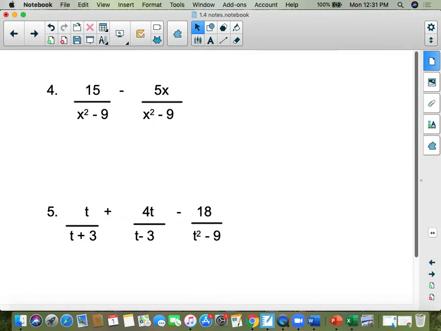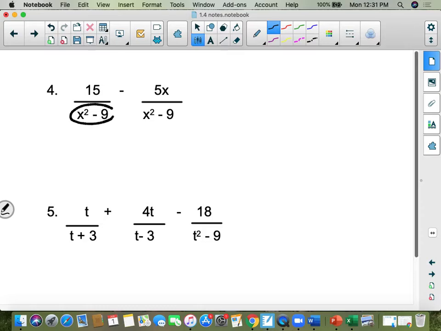Okay, now we are adding and subtracting fractions again. When you subtract, you need a common denominator. And as you can see, they have a common denominator. So I can rewrite my denominator as x squared minus 9. On the top, I can just put them up there.